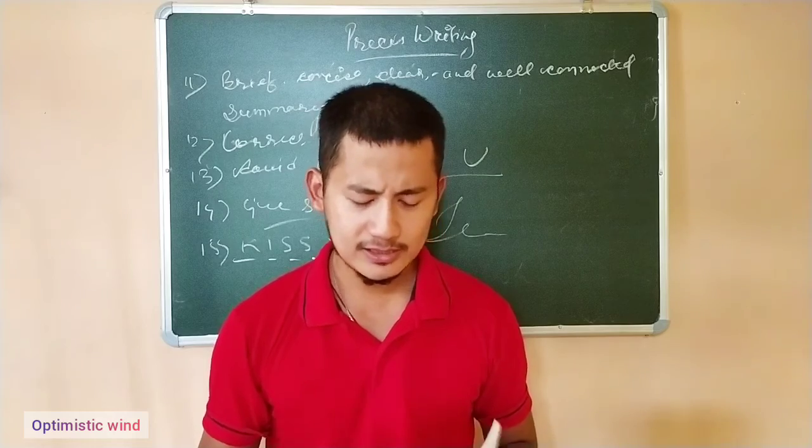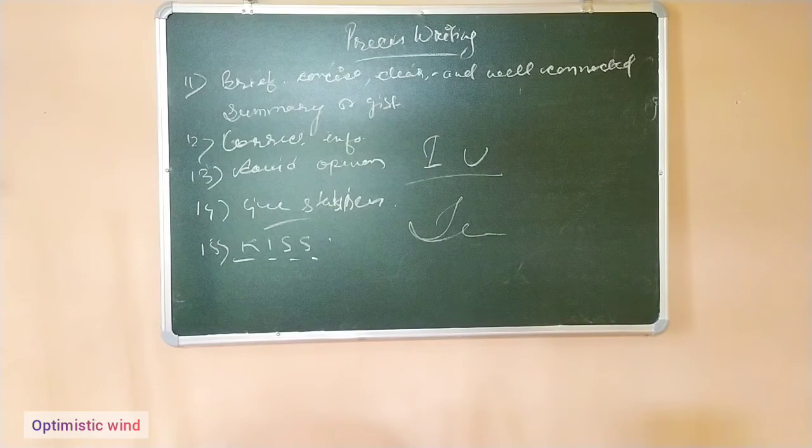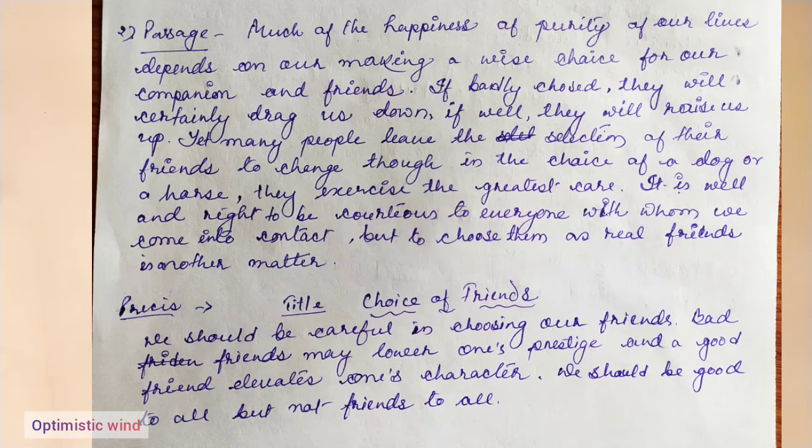Now let's look at another passage. Much of the happiness or purity of our lives depends on our making a wise choice of our companions and friends. If badly chosen, they will certainly drag us down. If well, they will raise us up. Yet many people leave the selection of their friends to chance, though in the choice of a dog and a horse, they exercise the greatest care. It is well and right to be courteous to everyone with whom we come into contact, but to choose them as a real friend is another matter.